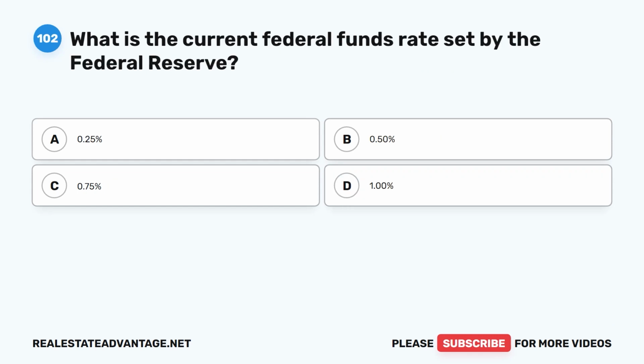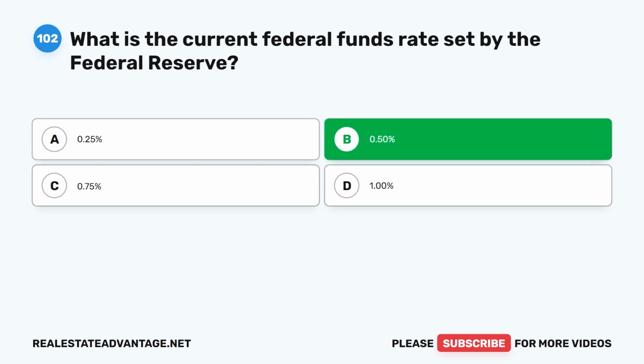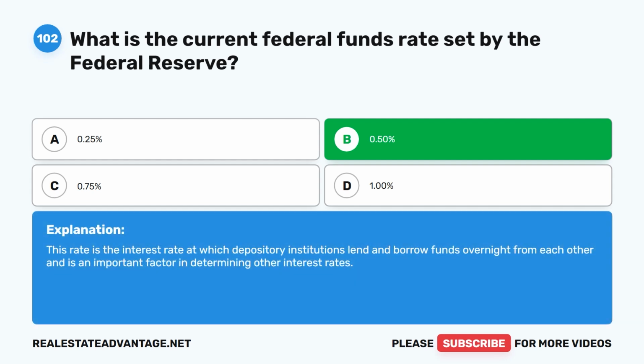Question 102. What is the current federal funds rate set by the Federal Reserve? A. 0.25%, B. 0.50%, C. 0.75%, D. 1.00%. The correct answer is B. 0.50%. This rate is the interest rate at which depository institutions lend and borrow funds overnight from each other and is an important factor in determining other interest rates.